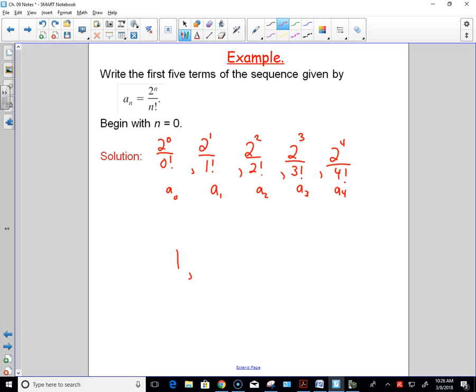Yes. 2 to the 1, 2. 2 over 1 is? 2 squared is? 4 over 2? Because 2 times 1. 4 over 2 is? Oh, that's a weird sequence. 1, 2, 2. 8 over 6? 16 over 24?